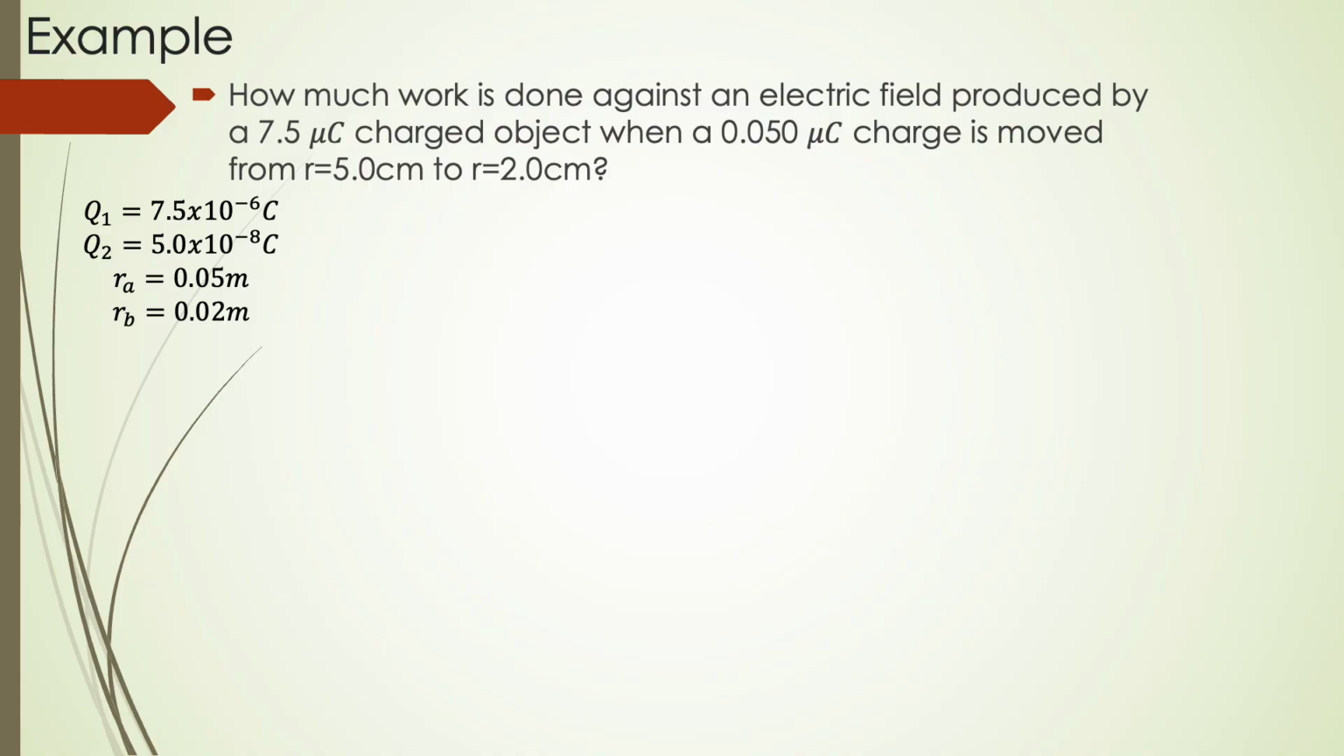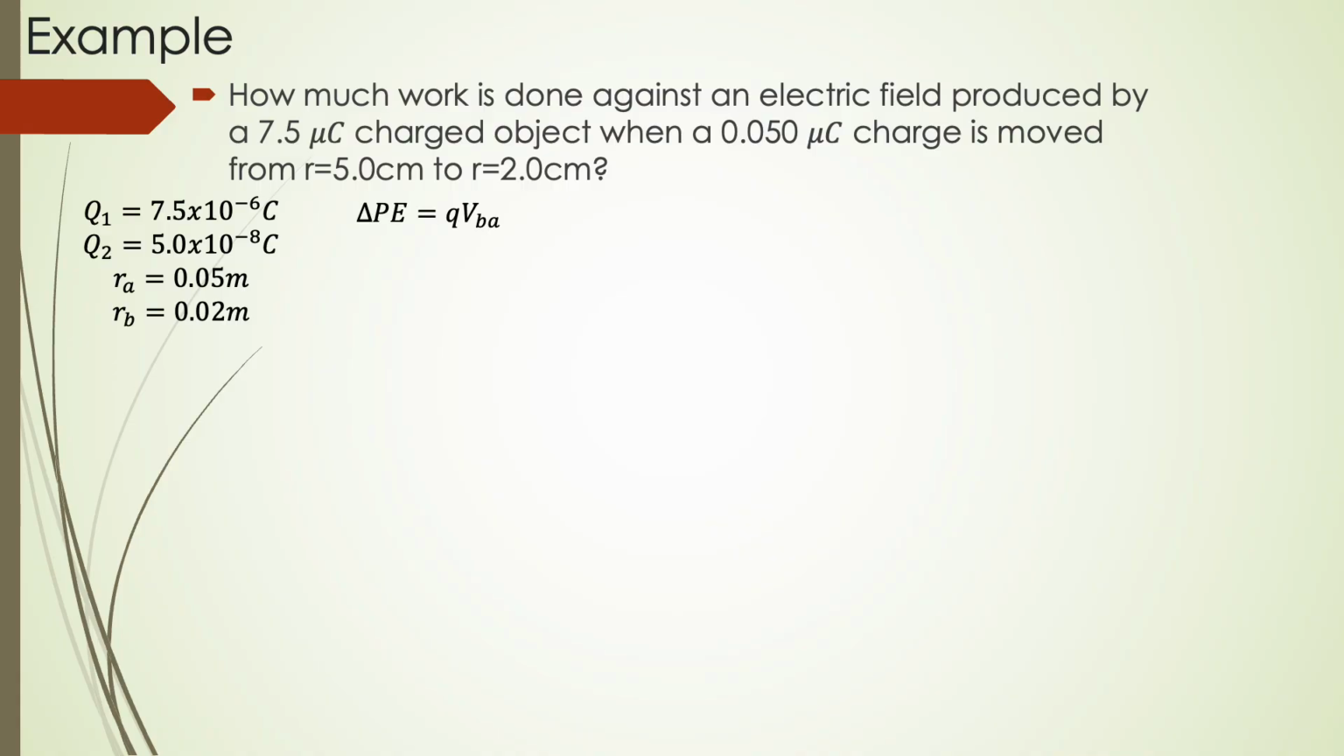Our larger charge that's producing our field is our 7.5 times 10 to the negative 6 coulombs. Our charge that's being moved is 5 times 10 to the negative 8 coulombs. And we have a starting distance of 0.05 meters and an ending distance of 0.02 meters.